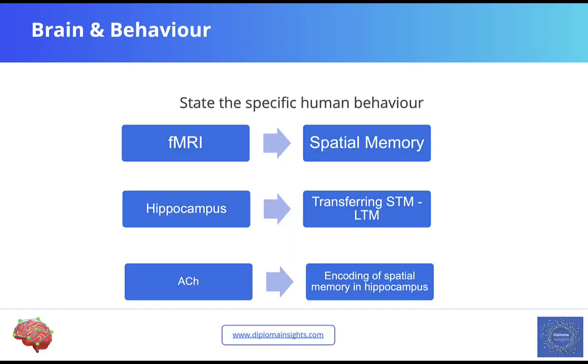It's important to make sure that when you're answering your questions, you are specifically linking your responses to a human behaviour. So unless you are being asked about animal research, for example, in the high-level extension, you should always use human research and make sure your responses are linking to a specific human behaviour.